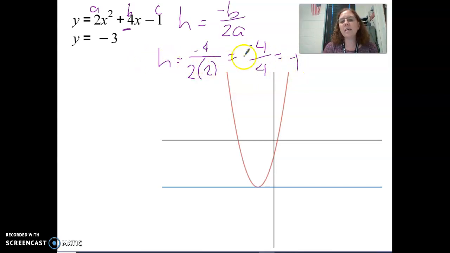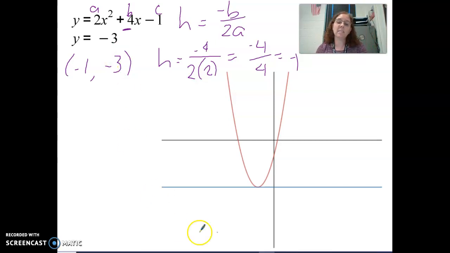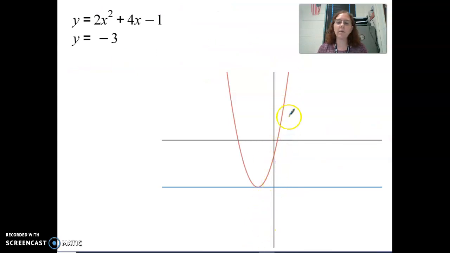So h is the x value of the vertex. I already have the y value of the intersection point here. I just needed the x value. So I have the point negative 1, negative 3. Okay, but it's not always going to be the vertex. This one happens to be the vertex, but sometimes it won't be. Sometimes it'll be another point, and your line will be what we call tangent to the curve. It'll touch it in one point over here, but it won't go through. In that case, the vertex idea won't work.